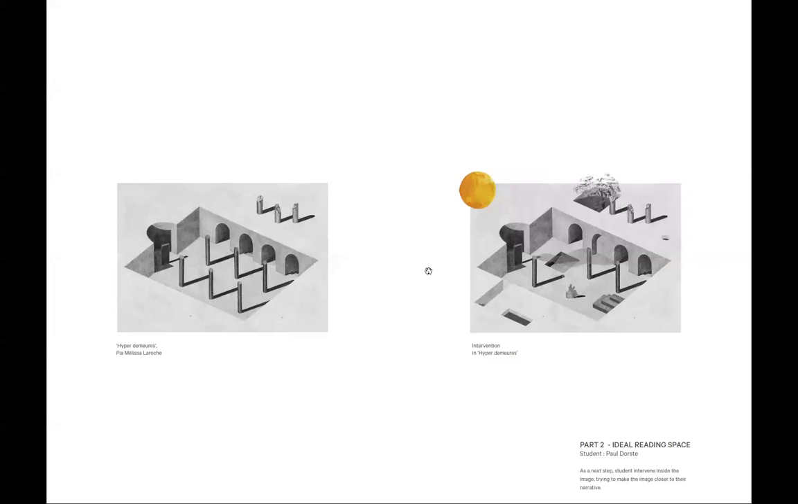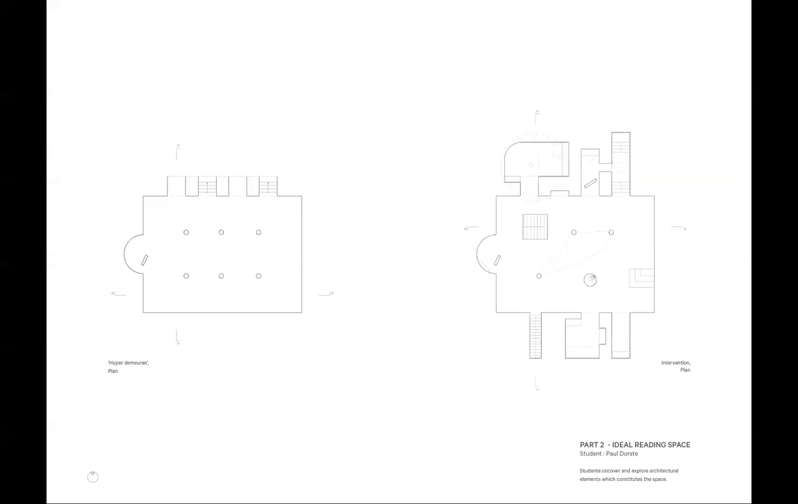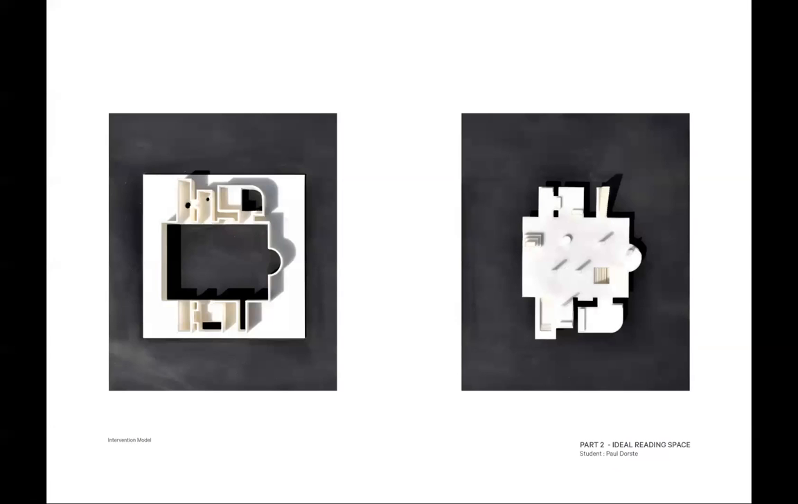Because it is not a perfect image, as a next step, student intervenes inside of the image, trying to make the image closer to their imagination and their narrative. So this is the image which was selected, and this is the intervention by the student. And then by inserting a human in an abstract image, students decode the scale and proportion of the image. Then students uncover and explore architectural elements which constitute that space. Later, they make the model from the abstract image.